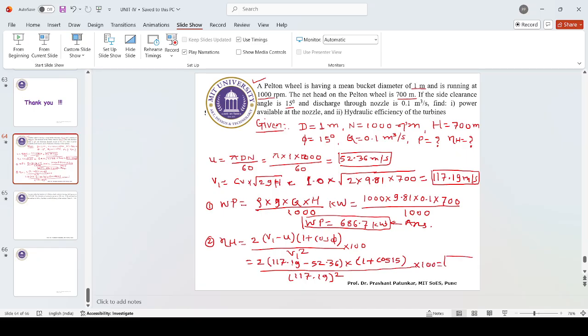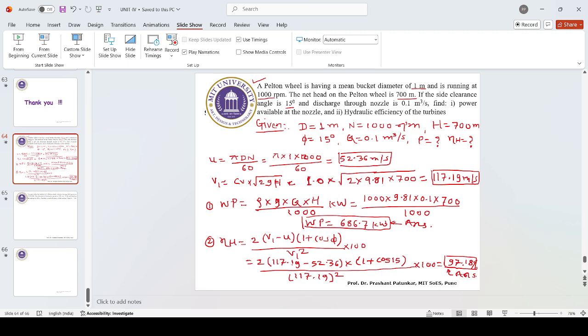If I make the calculations for this, I will get the hydraulic efficiency very close to 97.18 percent. So this is my required answer for the hydraulic efficiency. This is a very straightforward, simple exercise associated with the Pelton wheel.